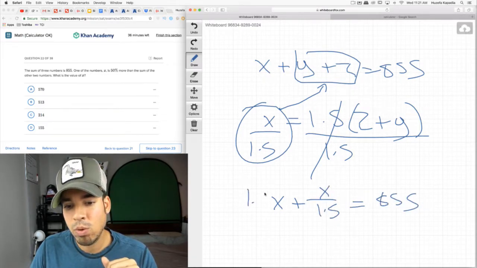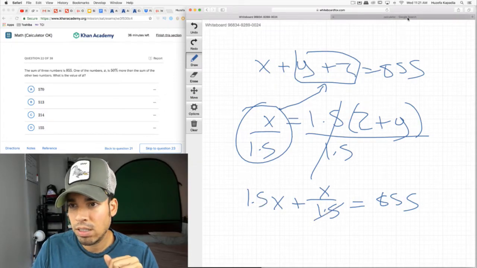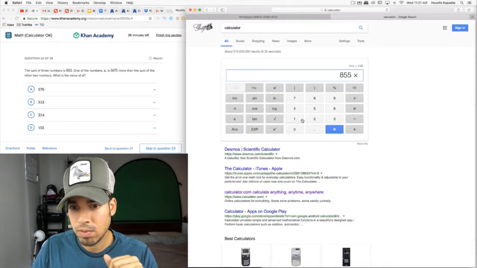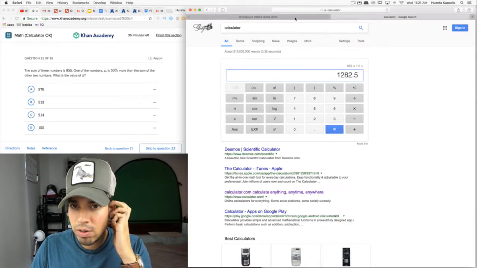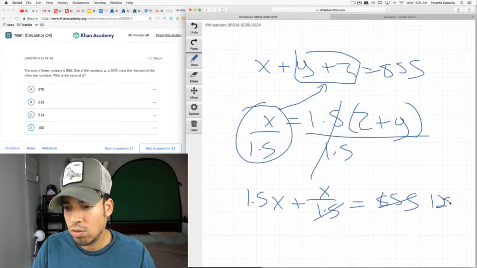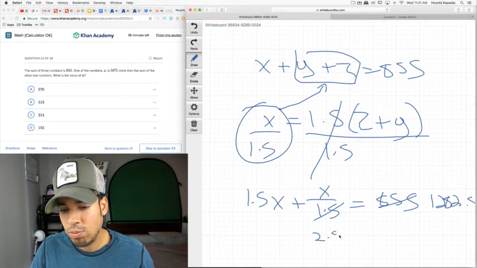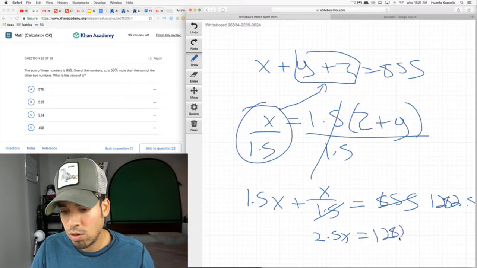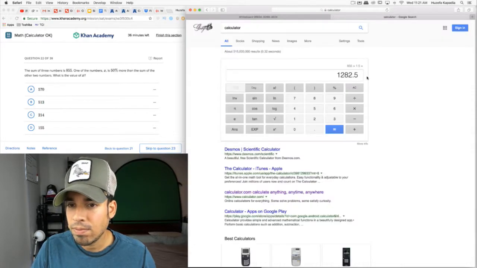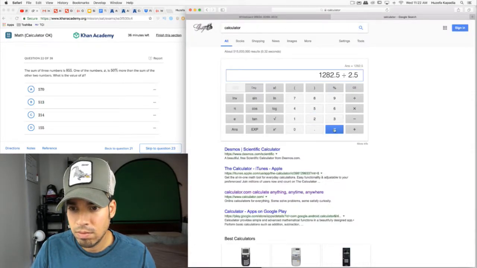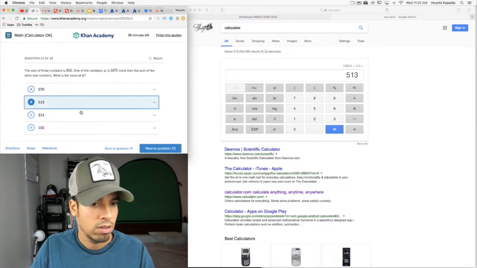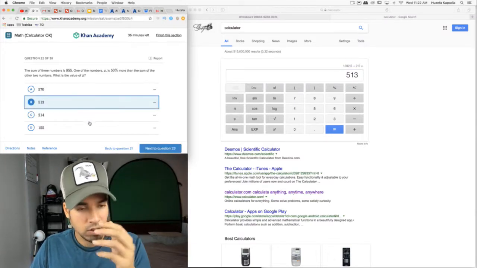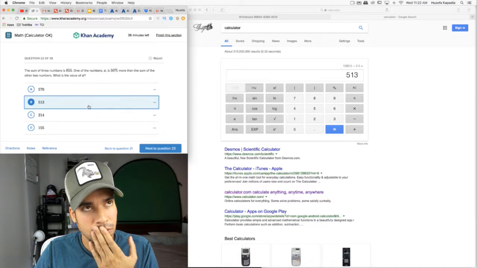Multiply everything by 1.5. 855 times 1.5. I'm just doing this to get rid of the fraction. 1282.5. Then these guys combine to become 2.5x equals 1282.5. And then divide both sides by 2.5. 513. Yeah, that sounds right, right? I feel like that's pretty good.